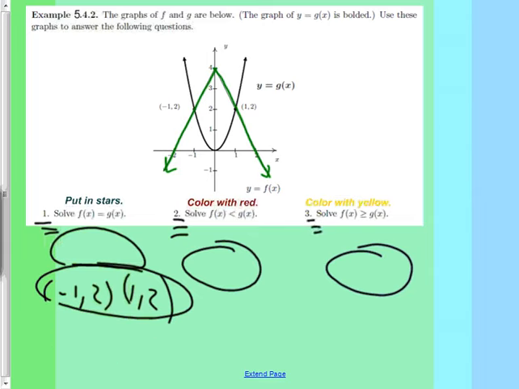All right, in coloring this part in red, we said that f of x is less than g of x. F of x is the green one. That's where the green one is lower than the black one. Raise your hand if you had that. Okay, good. And then the color with yellow, I don't have a yellow marker. I'm going to go with a blue. And f of x has to be greater than or equal to g of x.